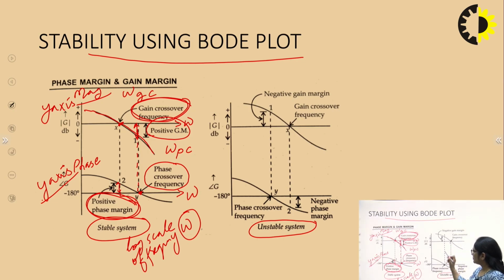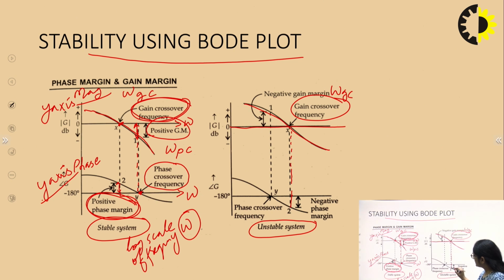Now, if we find that this magnitude Bode plot has a gain crossover frequency, that means we ask: when the magnitude of the transfer function is 0, what is the frequency at that point? That is known as the gain crossover frequency. So in this plot, when the plot crosses this 0 dB line, this is known as omega GC, and you mark this down.